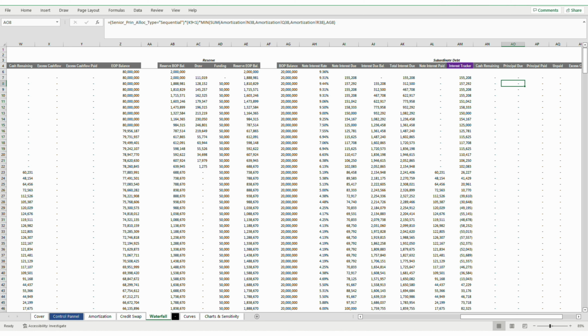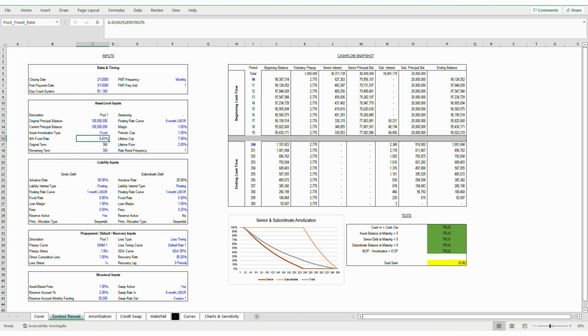Okay, if all goes well, we've paid off our liabilities. But what happens if there's extra cash flow? Well, the model is currently set to not generate a lot of extra cash flow since our liabilities are set to pay off exactly at the end of the period. But if I increase the weighted average fixed rate, we can see what happens. So I'm just going to increase that fixed rate to 7%.